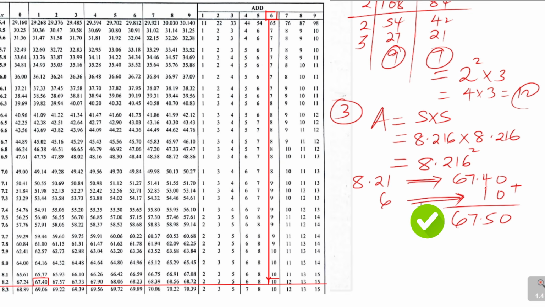This was 6. Column of add 6. Then we drop down. We got 10. So it's supposed to be 67.5. We go to question 4.